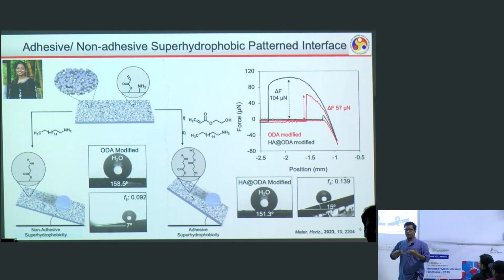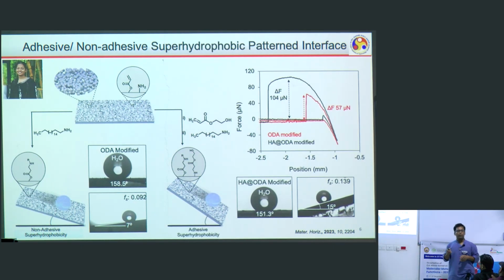What I mean, we are not modulating the topography to achieve it, which is generally a routine practice in the literature. Okay. Second thing, you can derive a bulk coating. So even though you damage the top interface, the underneath interface also keeps displaying this adhesive or non-adhesive superadhesive. How does the force of adhesion?